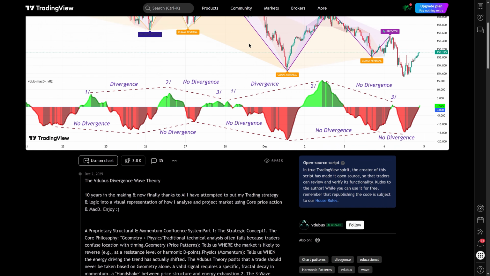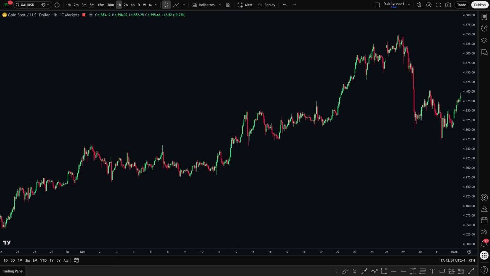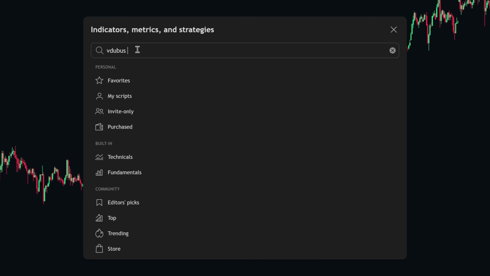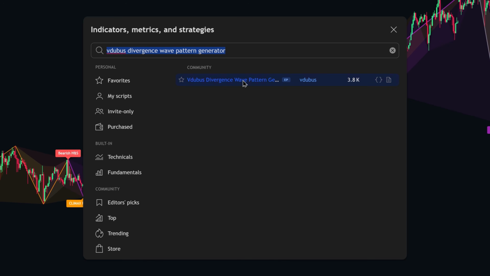How to add the indicator to your chart. First, open TradingView and make sure your chart is already open. At the top of the chart, click on the Indicators tab. Next, inside the search bar, type VDBoost Divergence Wave Pattern Generator. Once you click on the indicator, it will instantly load on your chart with the default settings applied.